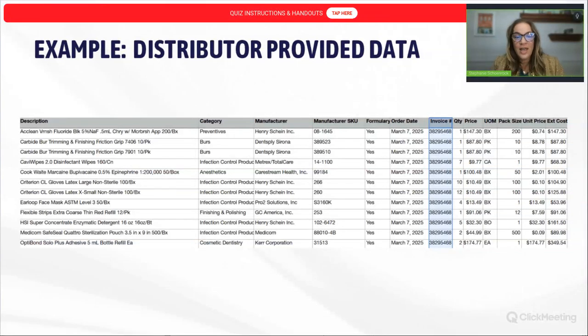You can take a look on the manufacturer column here. You can see this is data from Henry Schein. So you've got some Henry Schein brand items, some items from Dentsply, Kerr, Metrics, Total Care, etc. So again, when you consolidate the number of items you buy that are offered by Schein, for example, you might be able to have better pricing.